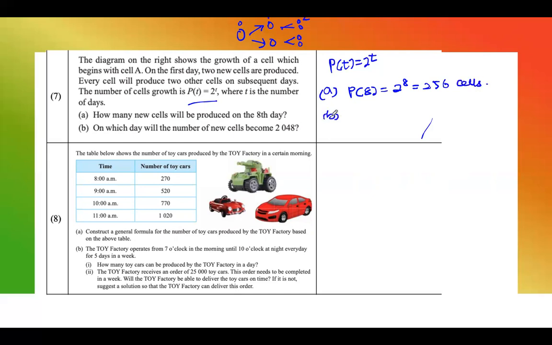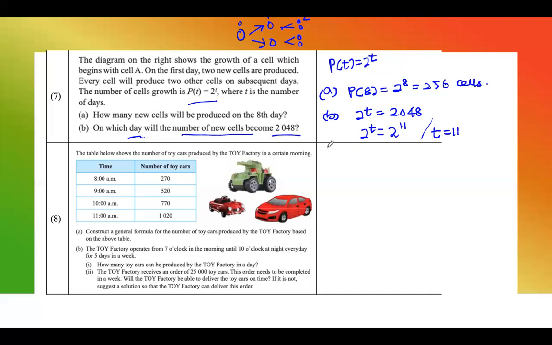For part B, on which day does the number of new cells become 2048? We use the same formula. So 2 to the power t equals 2048. If we use a calculator, 2048 equals 2 to the power 11, so t is 11. After 11 days.